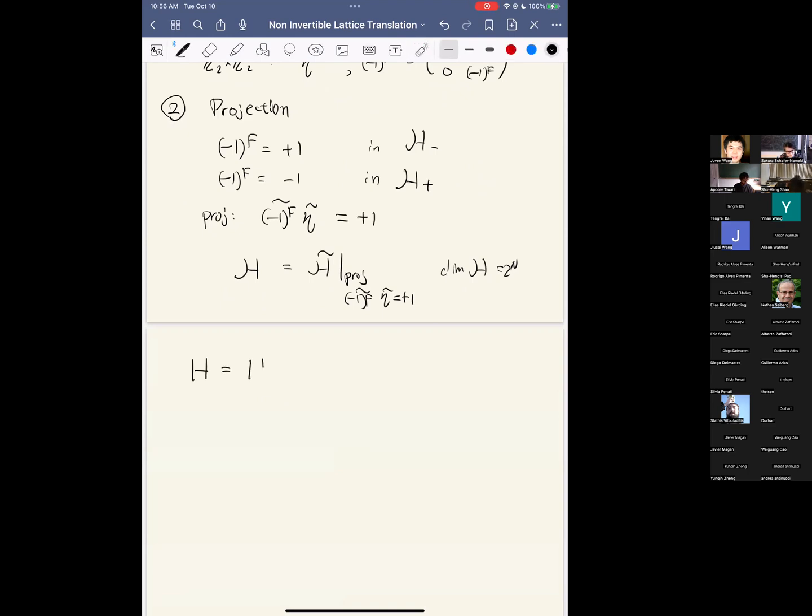Now let's look at the Hamiltonian. If I look at the projected Hamiltonian, it now takes the form of the transverse field Ising model, where this capital X and capital Z are related to the sigmas in the following way. But don't worry about it too much.